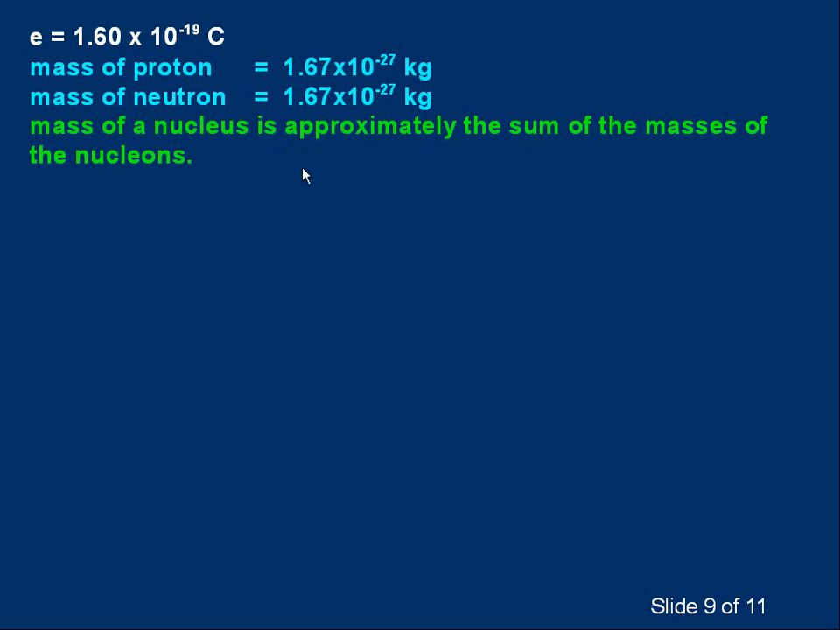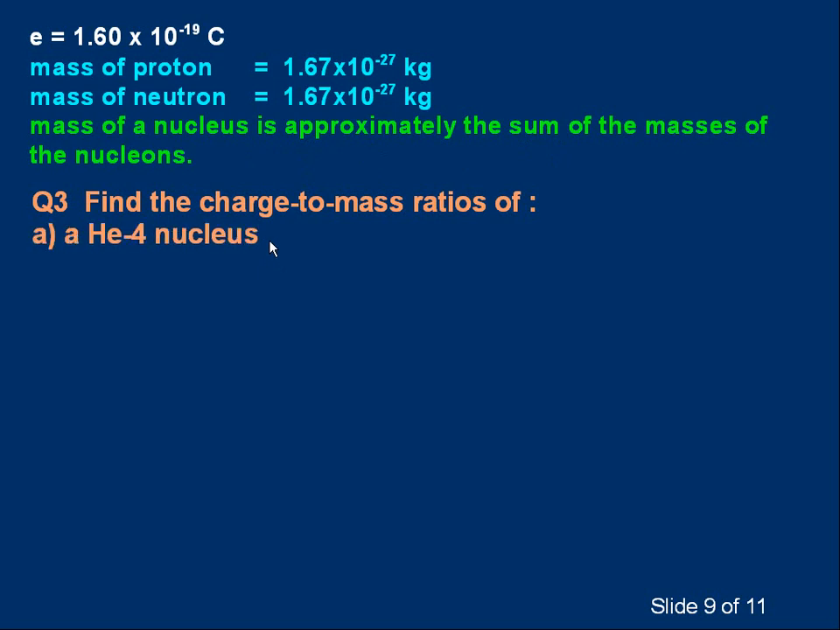So let's do a calculation. Find the charge to mass ratios of the following: a helium-4 nucleus and a singly charged negative helium-4 ion. Pause and try both of those for yourself.